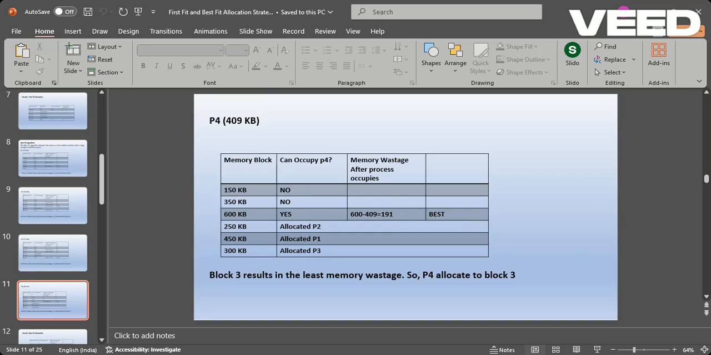Then the next block is not free, already allocated to P2. The next location is not free, which is already allocated to P1. 300 KB is the last block, which is already allocated to P3. So only one location, block 3, is able to store the P4 process. So this is selected as the best location to allocate P4. So P4 is allocated inside block 3.